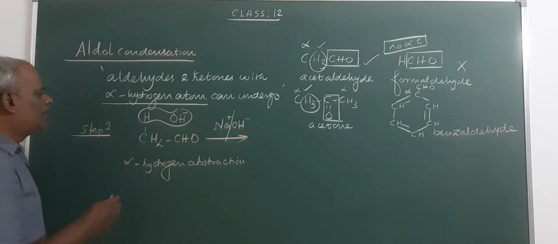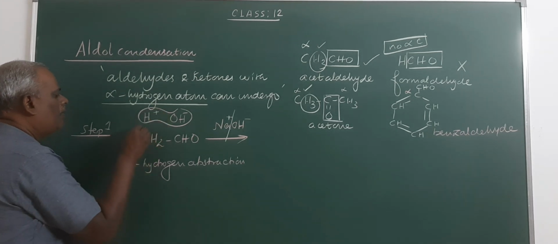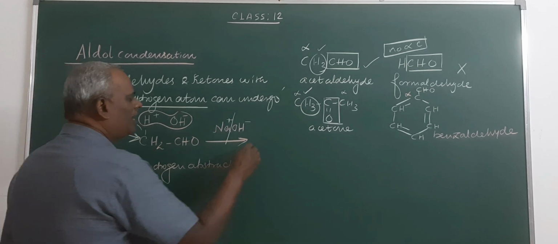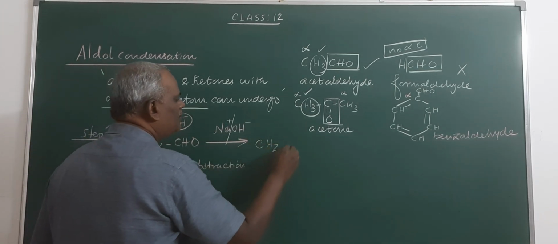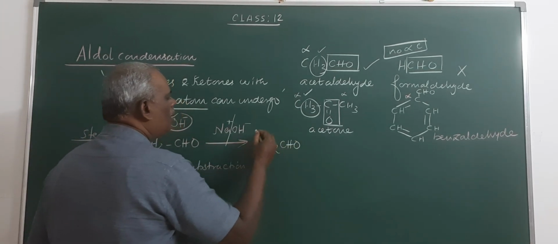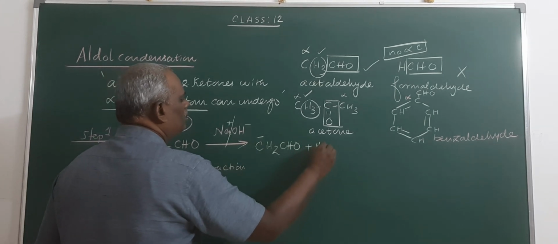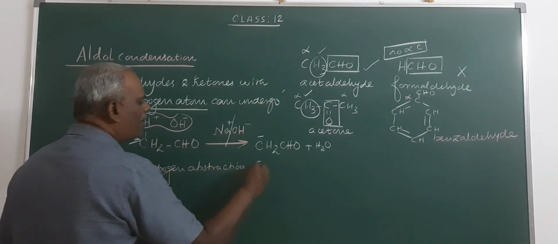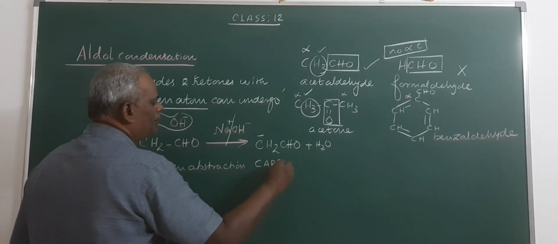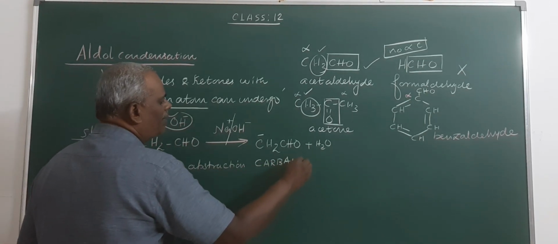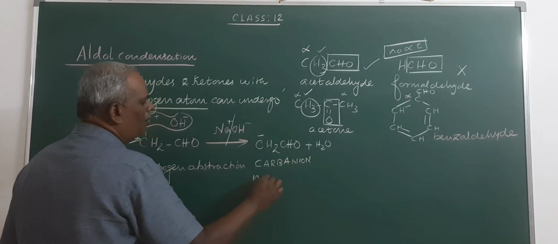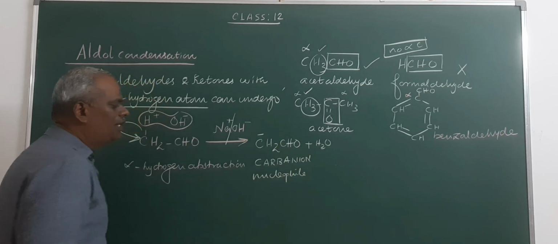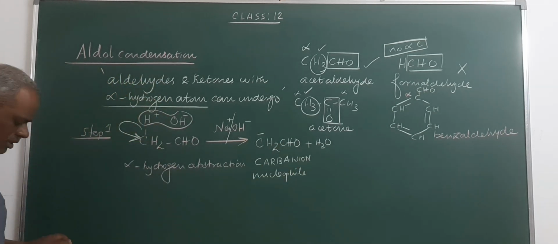Once the hydrogen is removed as H plus, the bonded electrons are carried by the carbon, so that the carbon carries a minus sign. You have CH2CHO with the carbon carrying minus, plus H2O. The carbanion is formed here. This carbanion can behave like a nucleophile. Yes, this is the nucleophile generated in step number 1.